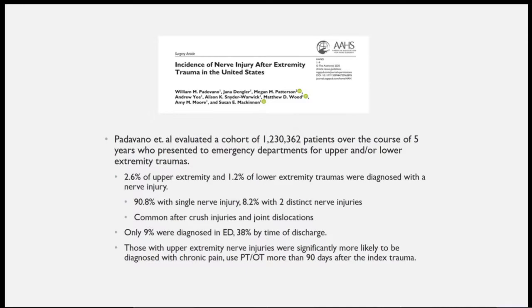And these folks who had an upper extremity or lower extremity injury and a nerve injury went on to have a significantly higher incidence of chronic pain. They needed PT and OT more often, and other things as well. So not only are nerve injuries probably more prevalent than we think, they're not usually diagnosed in the immediate period around presentation to the hospital, and the disability associated with them is significant.